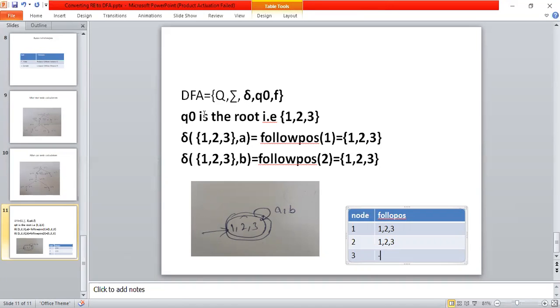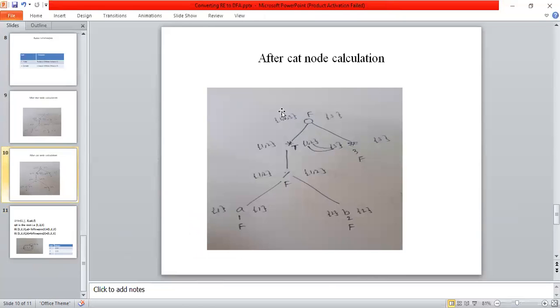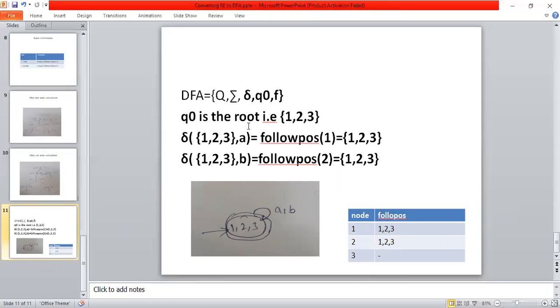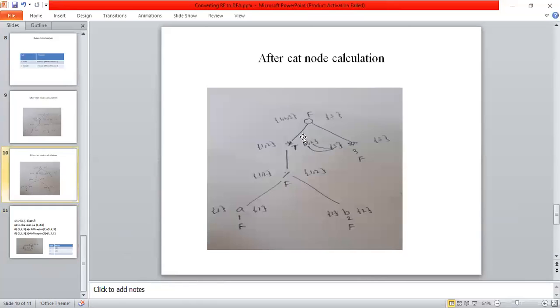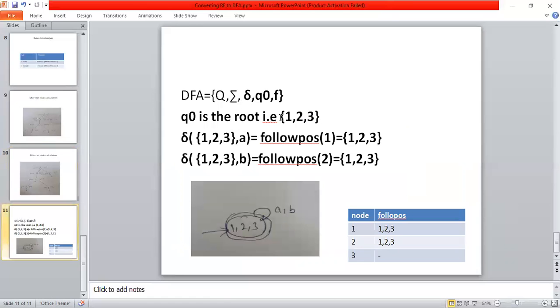Here Q naught is the root node. In my syntax tree, take the root node, which is 1, 2, 3. So Q naught is the root node and its value can be represented as 1, 2, 3. Observe here that we have 2 root nodes, 1, 2, 3 and 3. We consider only the left child, so select only 1, 2, 3. Don't go for the right child. So the left child 1, 2, 3 is considered the root node. Once the initial state is done, I'm going to construct the transitions.